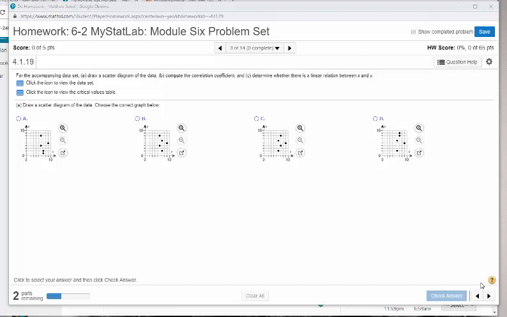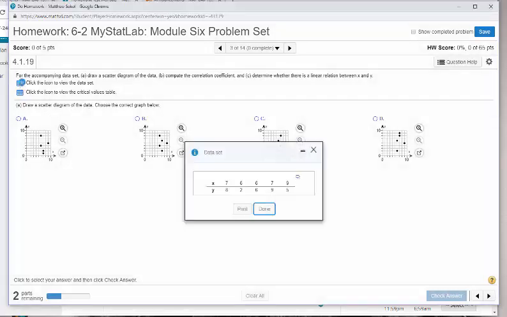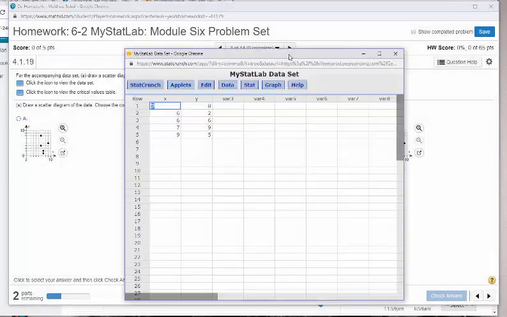For the accompanying set of data, I want to do three things. I want to draw a scatter diagram for the data, compute the correlation coefficient, and determine whether there is a linear relationship between x and y. The first one says draw a scatter diagram for the data. So I want to click this button, and here's the data. I want to load the data up in StatCrunch.